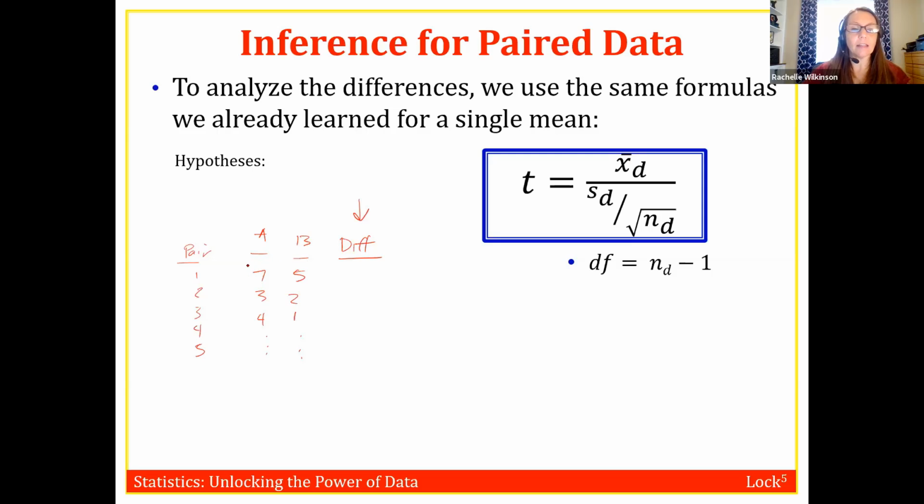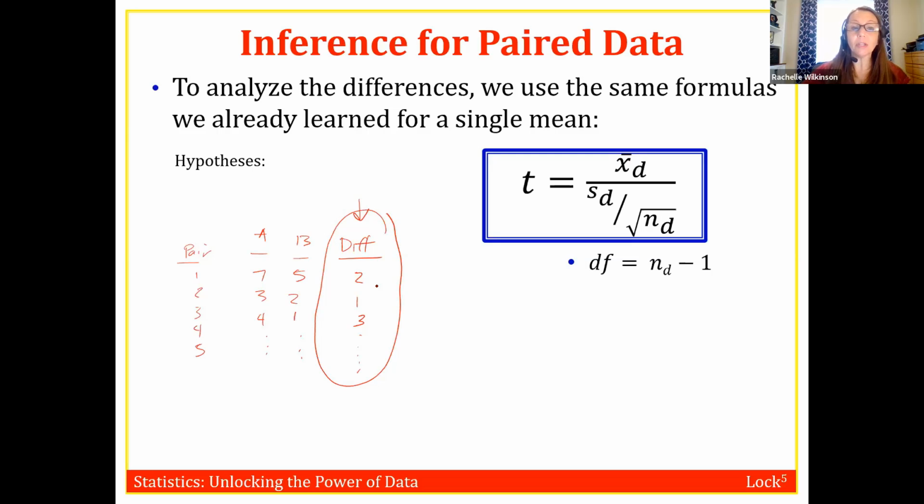In this fake scenario that I have here, I'd take A minus B, so 7 minus 5 would give me 2, 3 minus 2 would give me 1, 4 minus 1 would give me 3, okay, and I would do that all the way down. And some of them could be negative, some of them could be positive. It's all good. All right, so then everything I do, I'm going to do on the differences.